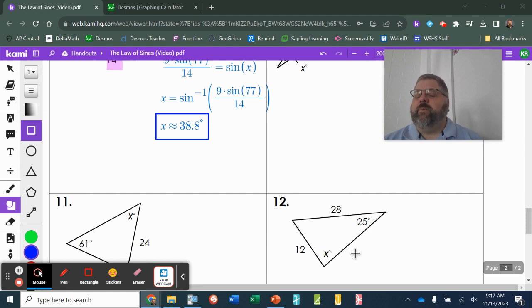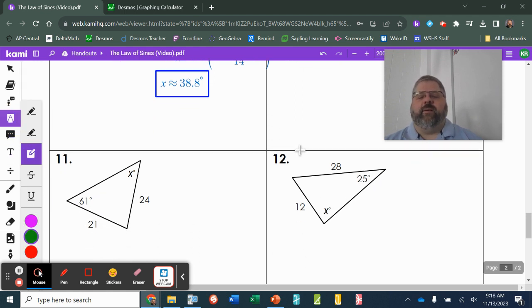Because as we're learning, the way we do that in a non-right triangle is to use the law of sines. So when we're finding these missing angles, they're going to have to give us all the information we need. Anyway, let's take a look at number 12.